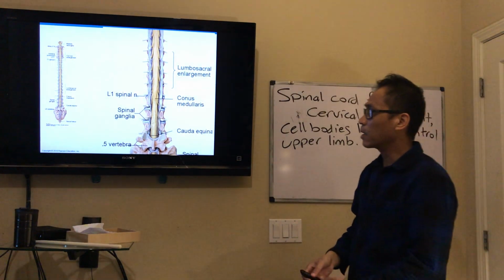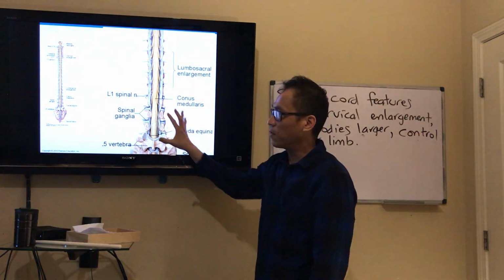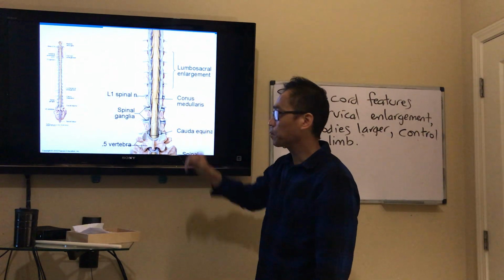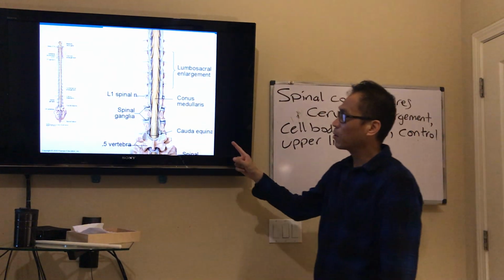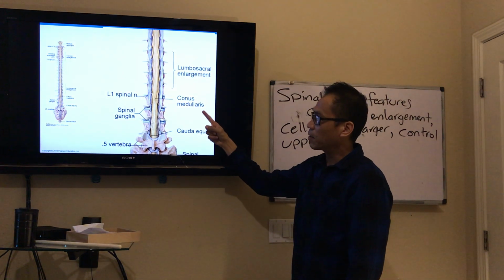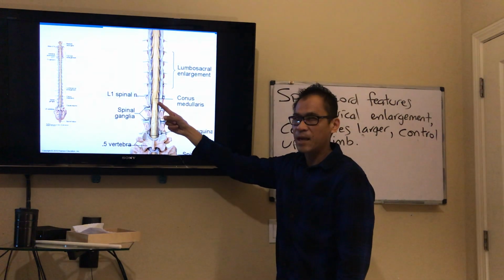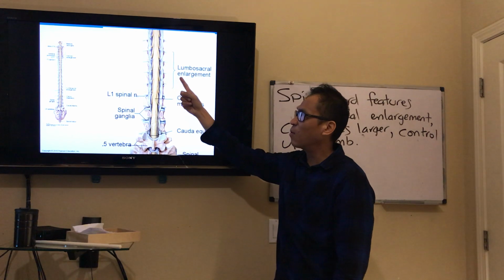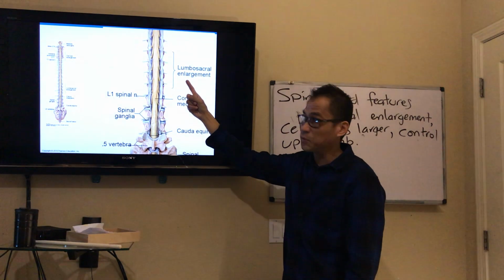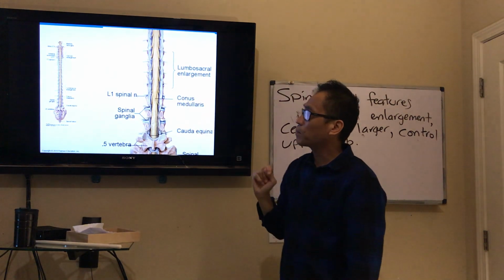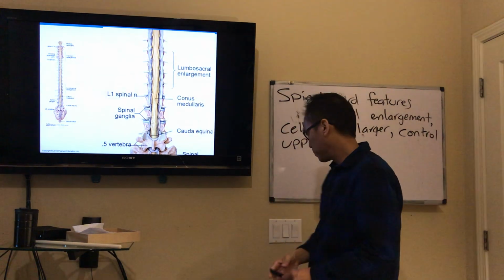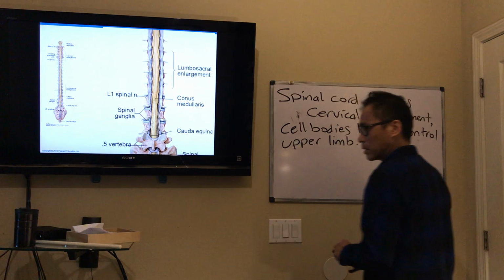So now we're kind of looking at the more inferior part of the spinal cord. And one thing I want you to note is this structure here, the conus medullaris, the cone tip end of the spinal cord, right below the lumbosacral enlargement. This thickened area controls the lower limb. Let's write that down first.